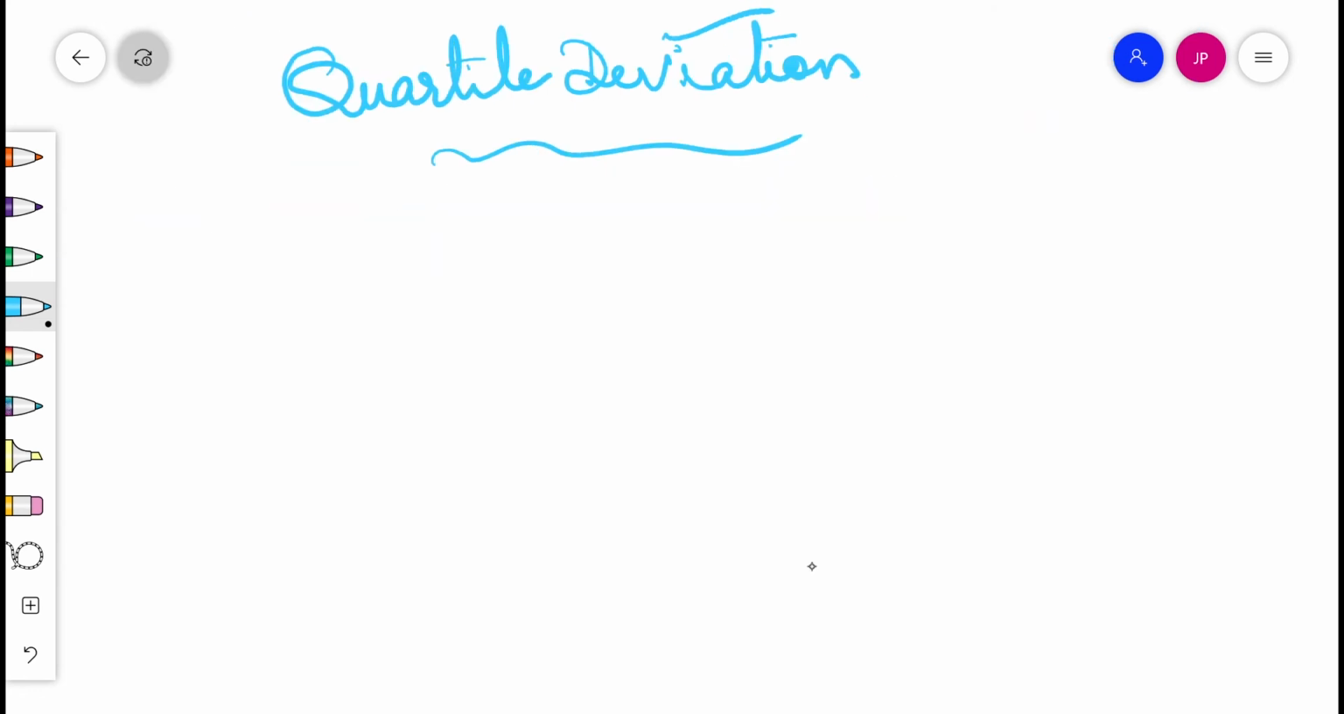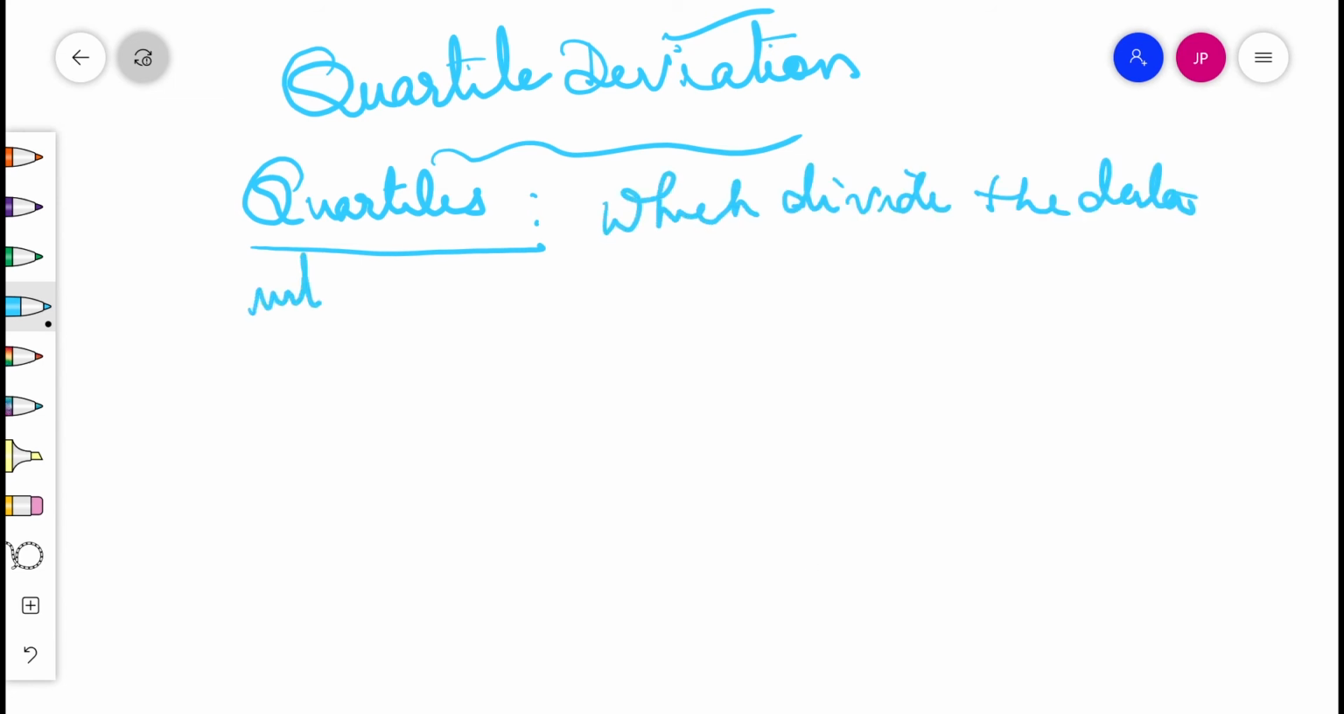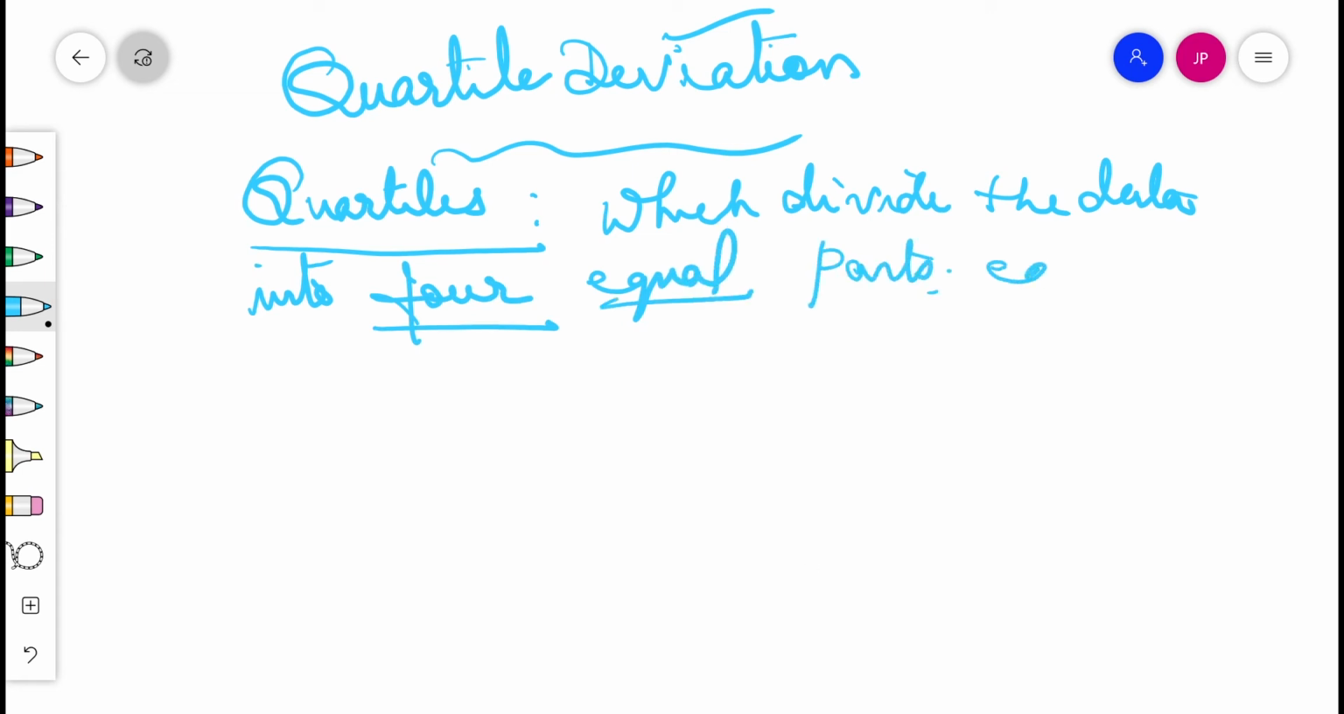The second measure of dispersion, that is quartile deviation. In order to understand quartile deviation, first of all we have to learn what are quartiles. Median is a positional average and it divides a series into two equal halves. So what are quartiles? Quartiles are the measures which divide the data into four equal parts. Each part contains equal number of observations.